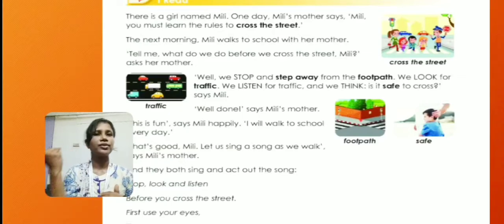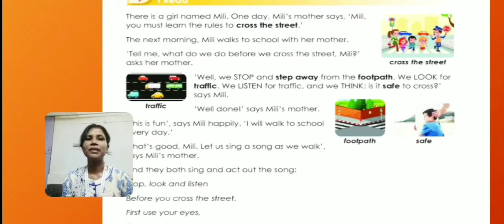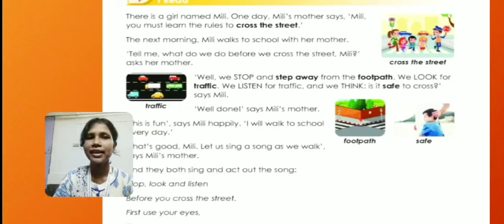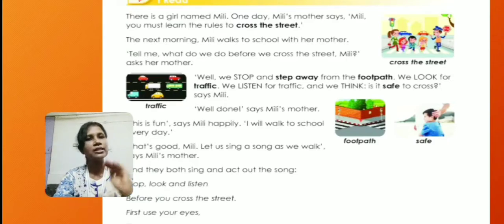"We look for the traffic, we listen for traffic, and we think, is it safe to cross?" says Mili. "Well done," says Mili's mother.